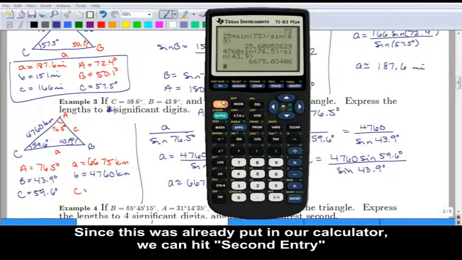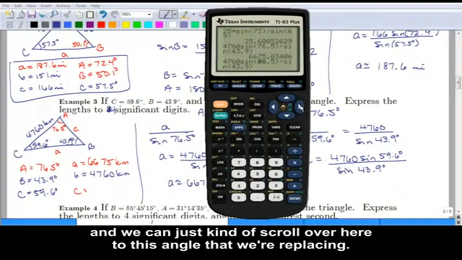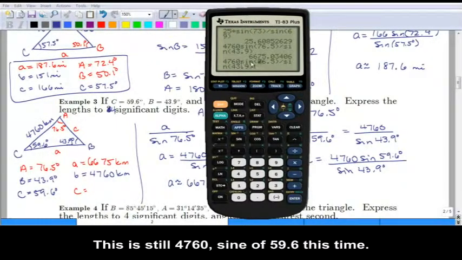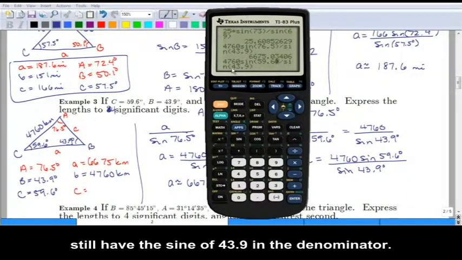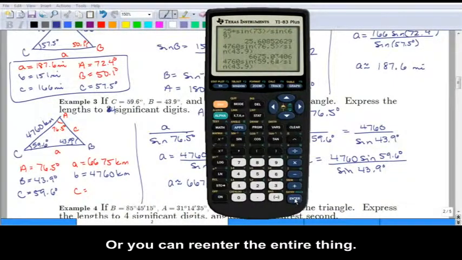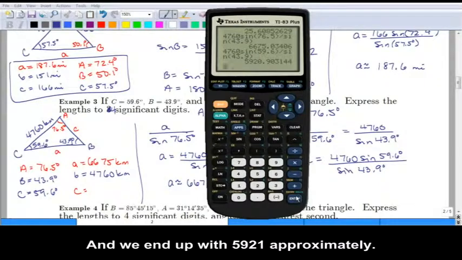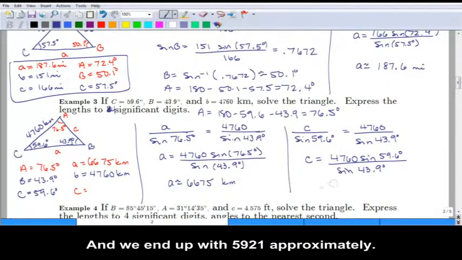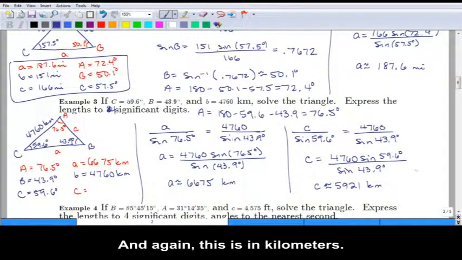So a little trick, if you will. Since this was already put in our calculator, we can hit second entry, and we can scroll over here to this angle that we're replacing. This is still 4760, sine of 59.6 this time. Still have the closed parentheses, still have the sine of 43.9 in the denominator. Or you can re-enter the entire thing. And we end up with 5921 approximately. And again, this is in kilometers.